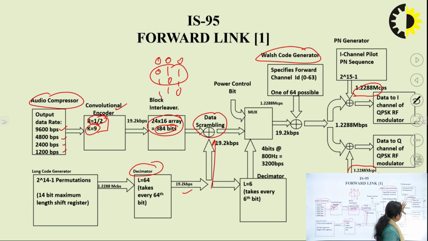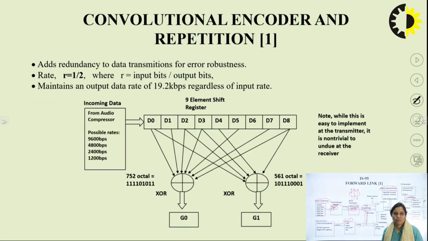This will be XORed together, and then this will be the output, that is data to the I channel of QPSK, and this is data to the Q channel of the QPSK RF modulator. So, this is the main concept of the forward link. Now, we are going to discuss some of the blocks in detail.